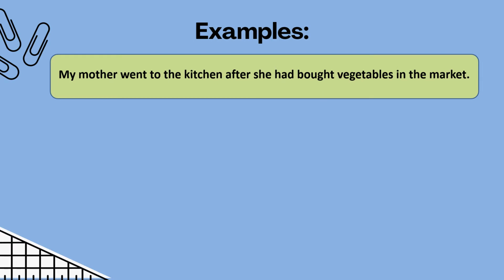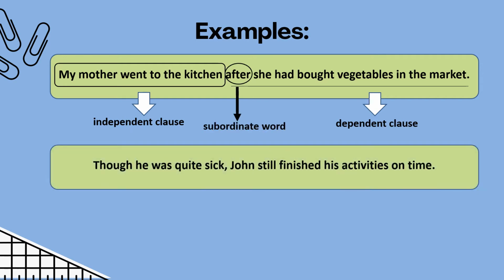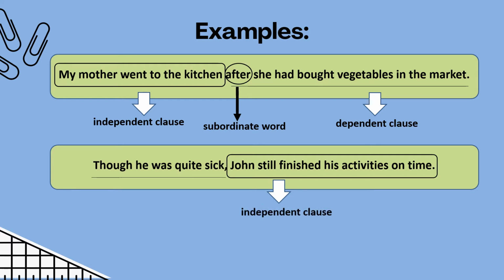Observe the other examples. My mother went to the kitchen after she had bought vegetables in the market. My mother went to the kitchen is the independent clause. After she had bought vegetables in the market is the dependent clause, which starts with the subordinator after. Another example, though he was quite sick, John still finished his activities on time. John still finished his activities on time is the independent clause, and though he was quite sick is the dependent clause which starts with the subordinator, though.